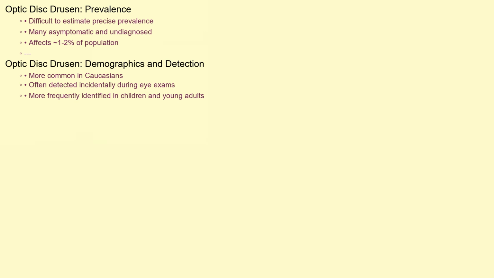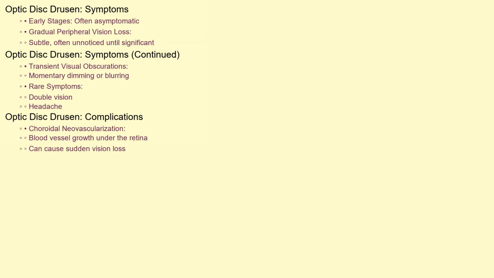Estimating the precise prevalence of optic disc drusen is difficult, as many individuals remain asymptomatic and undiagnosed. Studies suggest it affects approximately 1 to 2% of the population. It's more commonly found in Caucasians and is often detected incidentally during routine eye exams. While it can occur at any age, it's more frequently identified in children and young adults.